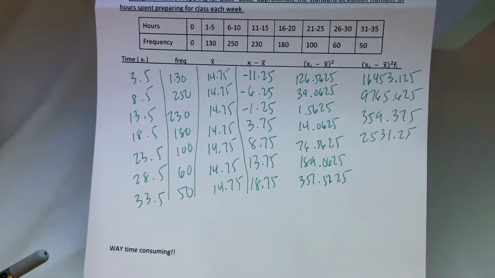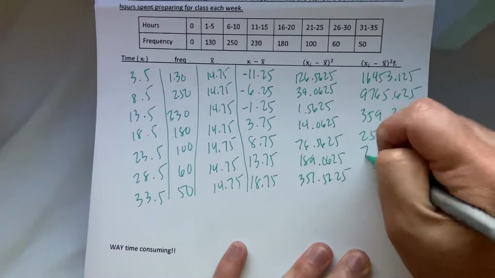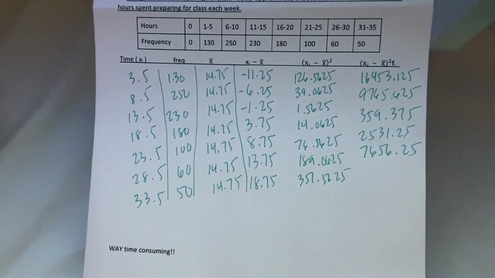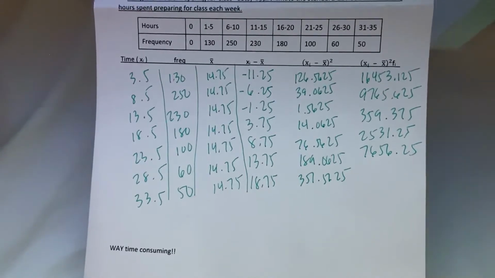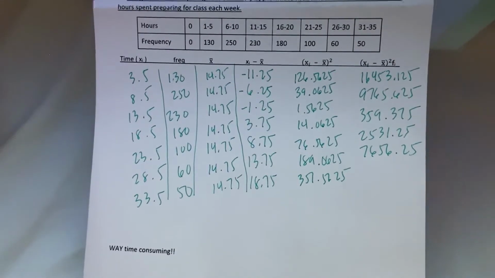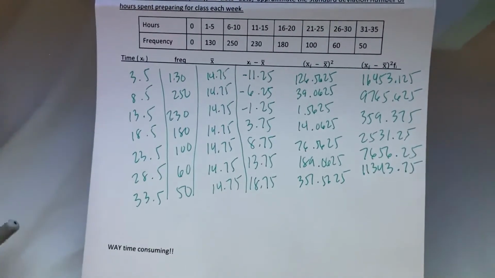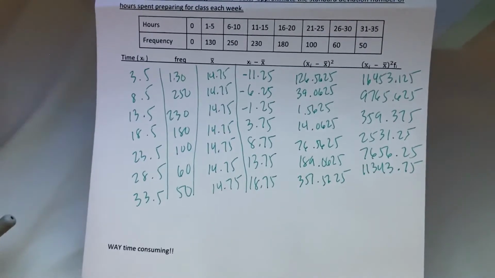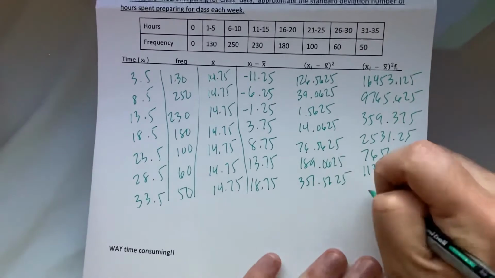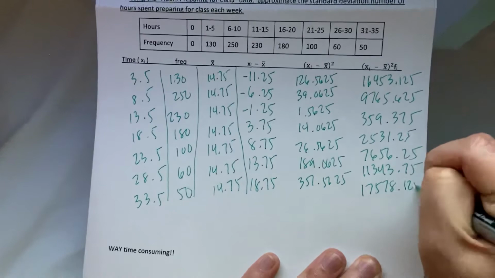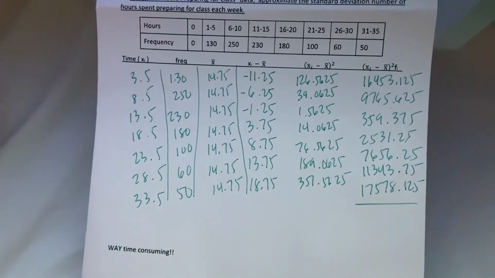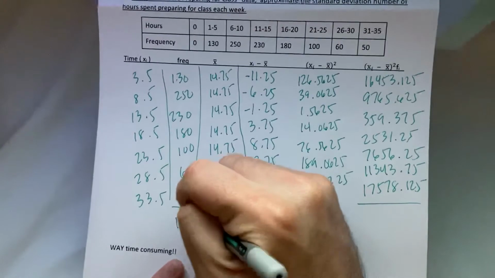76.5625 times 100. I could do this one: 7,656.25. 189.0625 times 60 is 11,343.75. And lastly, certainly not least, 351.5625 times 50 is 17,578.125. Okay, we've got to add all these up. We know the frequencies add to 1,000 because we did it before.